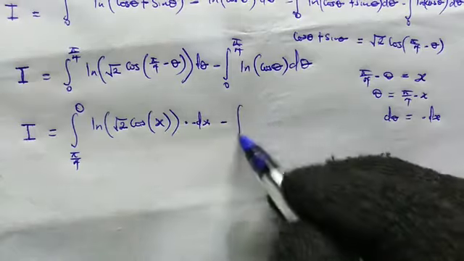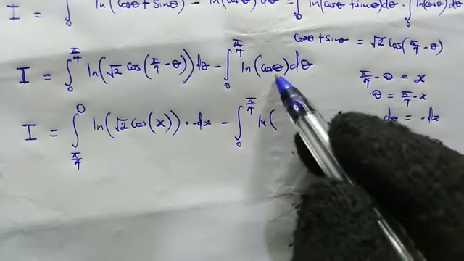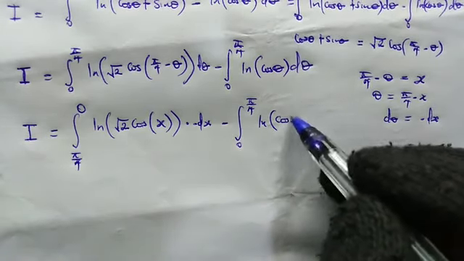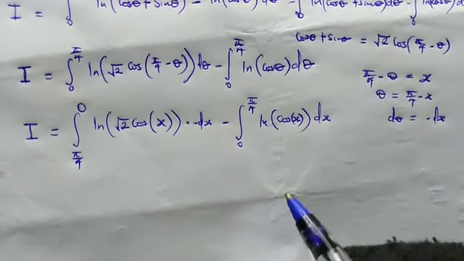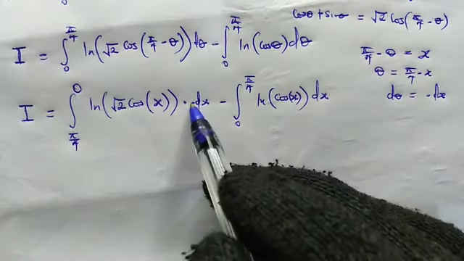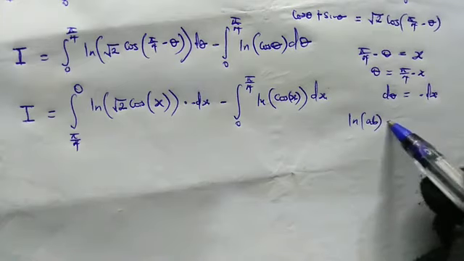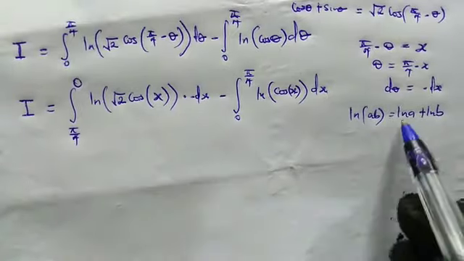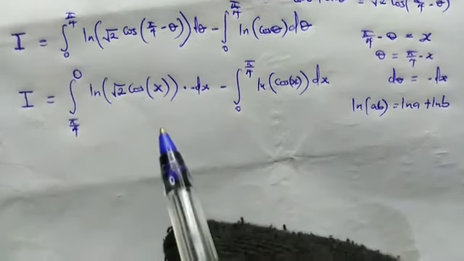And here minus the integral from 0 to pi all over 4, the natural log of, this theta also serves as dummy variable. So we can change it to x, right? So we have the natural log of cosine of x and here dx. Okay. Now with this negative sign, the limits will switch, right? And again, we need to know that the natural log of a times b is equal to the natural log of a plus the natural log of b. So we're going to make use of this property right over here because we have the product of square root of 2 and the cosine of x, right?